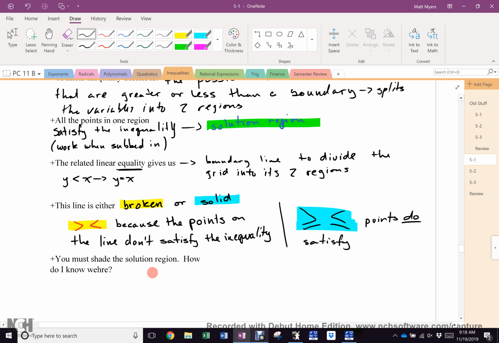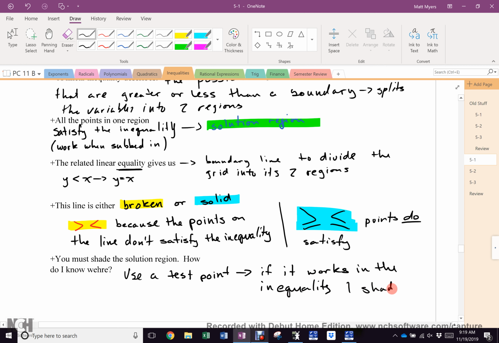Anyways, back to here. How do I know where to shade the region? What do I do? Use a test point. If it works, what do I do? I shade over it.